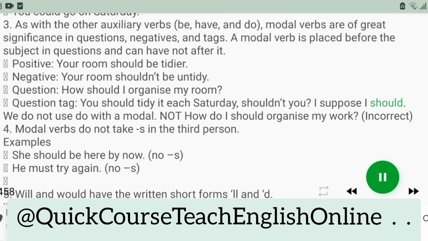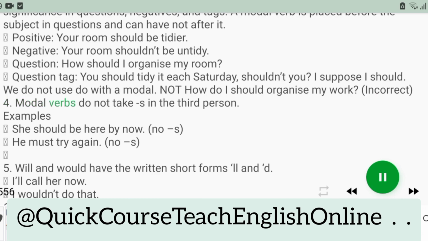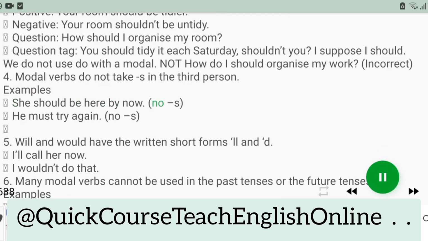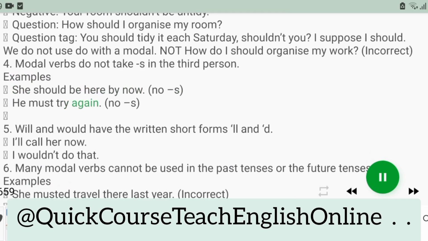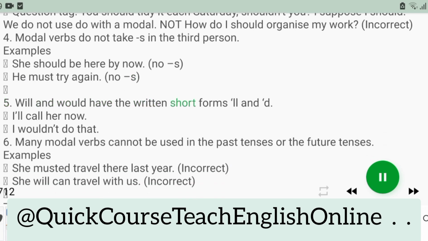I suppose I should. We do not use do with a modal. Not how do I should organize my work. Incorrect. 4. Modal verbs do not take s in the third person. Examples. She should be here by now. No s. He must try again. No s. 5. Will and would have the written short forms, 'll and 'd.